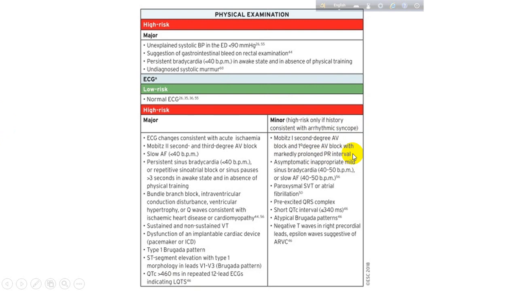AV block with markedly prolonged PR interval, asymptomatic inappropriate mild sinus bradycardia 40 to 50 beats per minute or slow AF, paroxysmal supraventricular tachycardia and atrial fibrillation, pre-excited QRS complex, short QTc interval less than 340 milliseconds, atypical Brugada patterns, negative T waves in the right precordial leads, epsilon wave suggesting ARVC. ARVC means arrhythmogenic right ventricular cardiomyopathy.